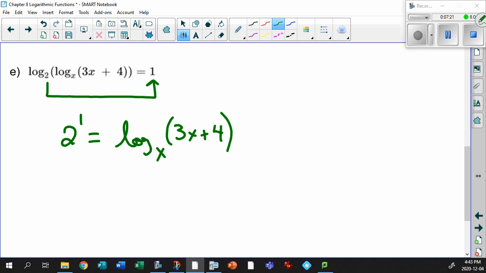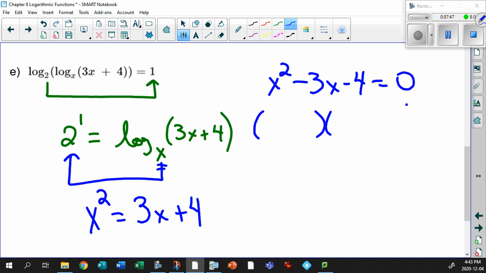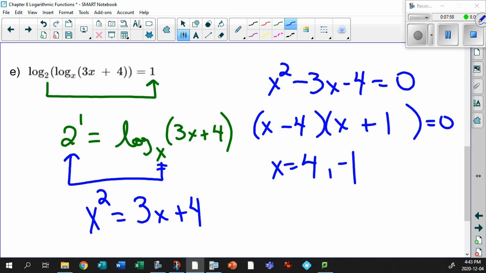Interesting that we have now an x here as a base. Yeah, so what? Ta-da! This is just going to be x to the power of 2 equals 3x plus 4. Well, that wasn't that tough, was it? No, it wasn't. Bringing everything over to one side, that's x squared minus 3x minus 4, all equals 0. And check this out. Yes, PSA time. This is going to be x minus 4 and x plus 1. That equals 0. So your x can equal 4 or minus 1.